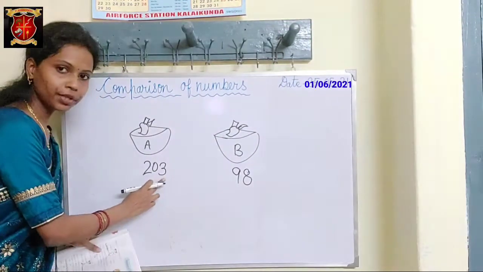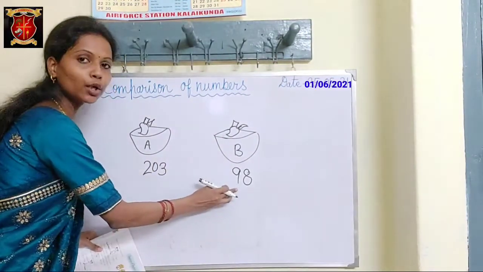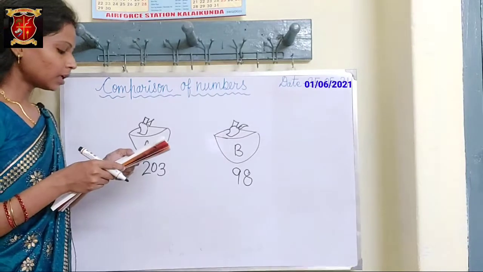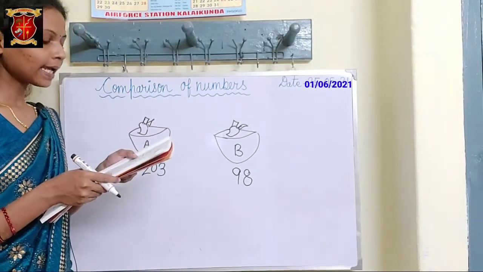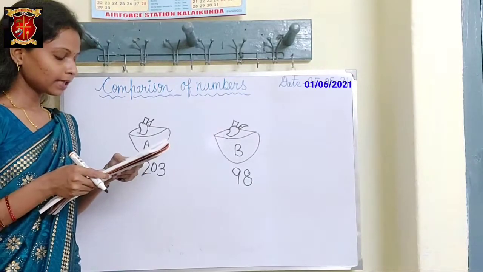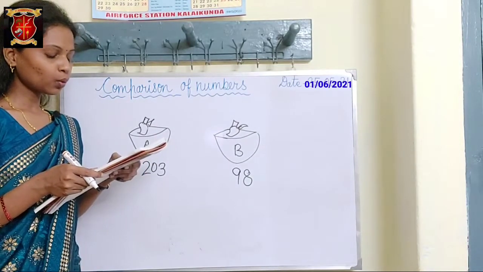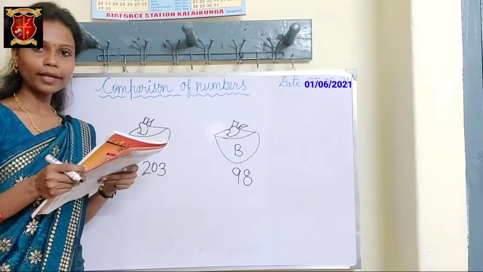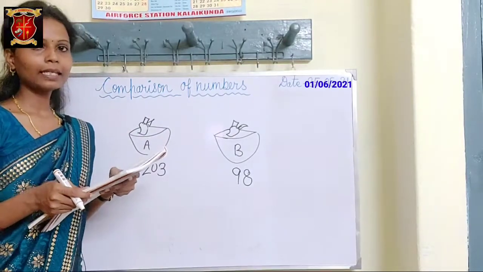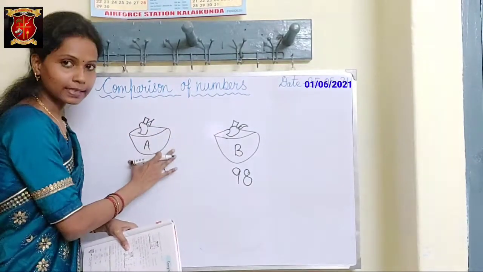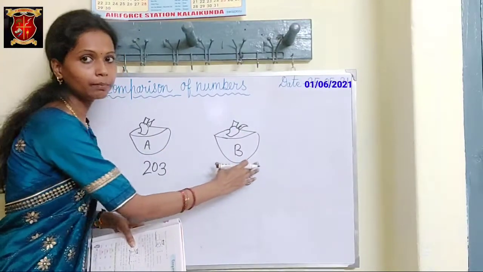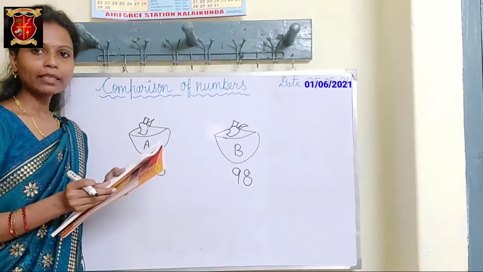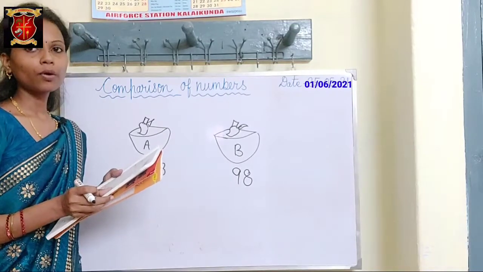Now this is a 3-digit number and this is a 2-digit number. Okay, let's read the next line. Amol is asked to take any one basket. He decides to take the one with more mangoes. Okay, now here the boy is asked to take any one basket. He can take basket A or he can take basket B. Okay, now here what he decides? He decides to take the basket which has more mangoes.